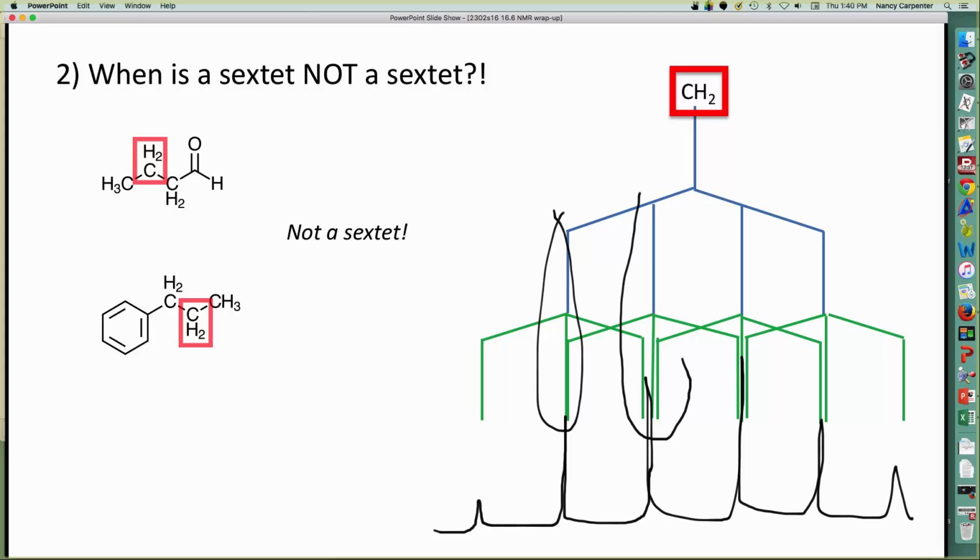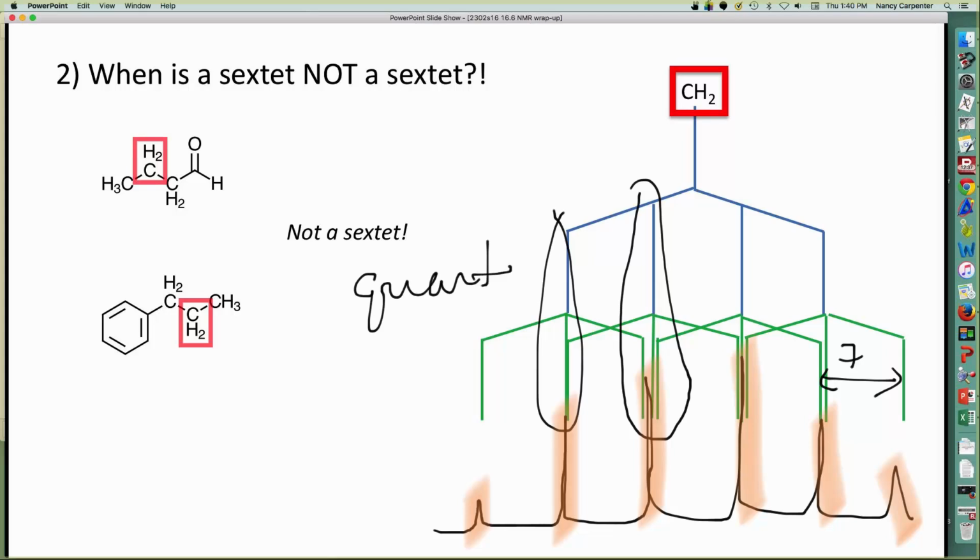All four of these are right on top of one another. Why? Because it's essentially the same coupling constant. So you end up with what, for all intents and purposes, looks like a perfectly happy sextet: 1, 2, 3, 4, 5, 6. But it's not a sextet. It is a quartet of triplets.